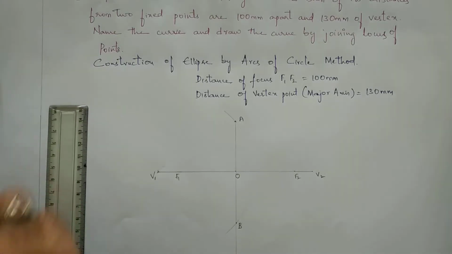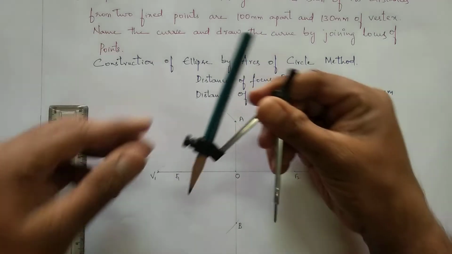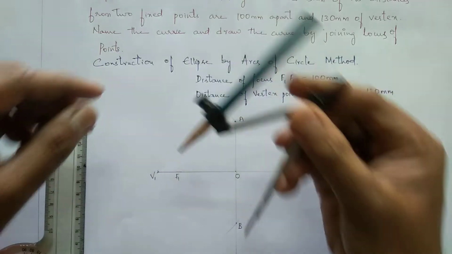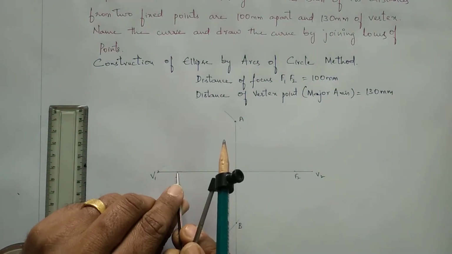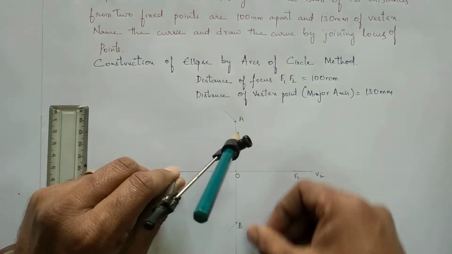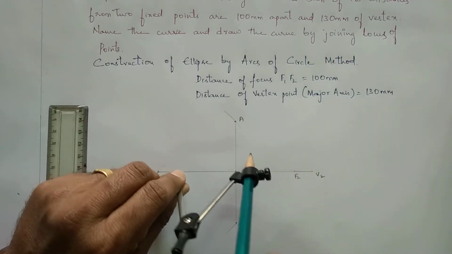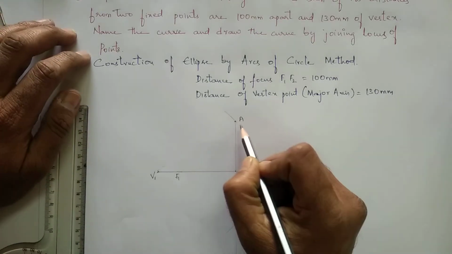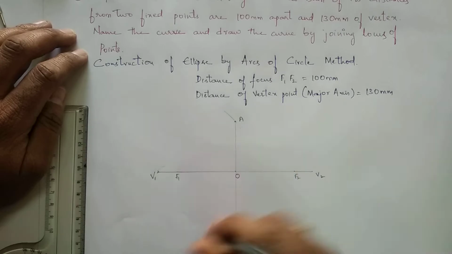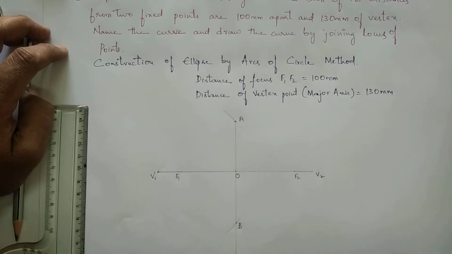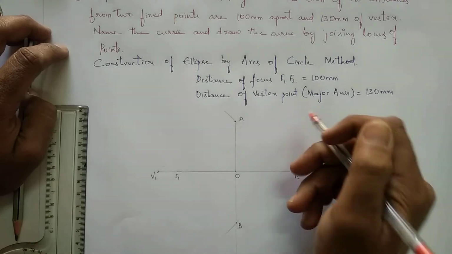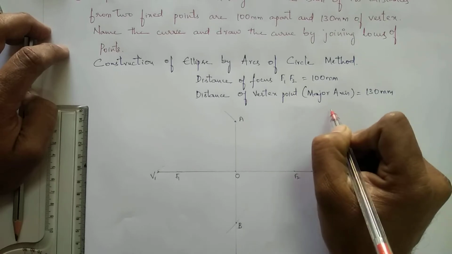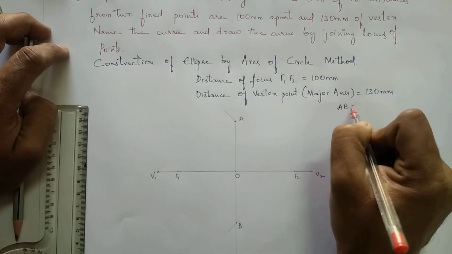Once again I will repeat. Using the compass, measure from O to the end of the vertex line, and with F1 as a center, draw an arc on the vertical line that is perpendicular to the major axis line, such that where it intersects, you mark those points as A and B. Now AB is your minor axis.